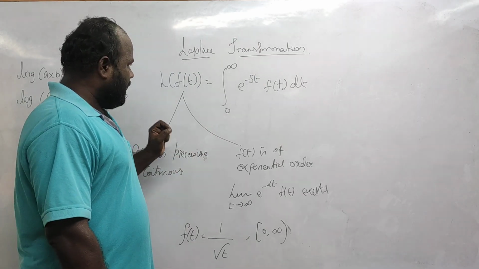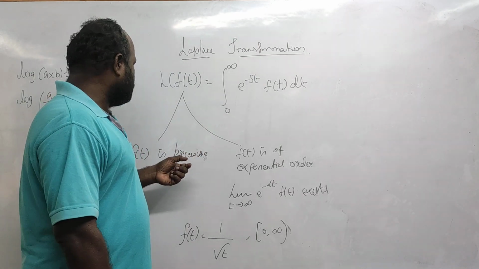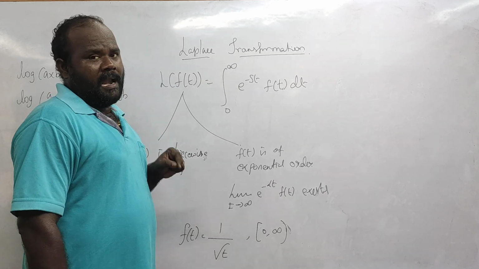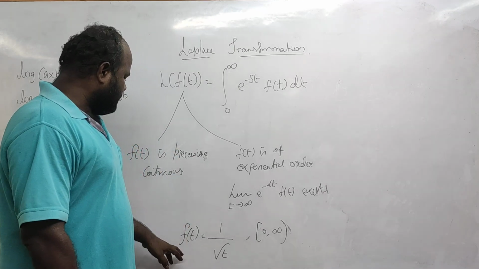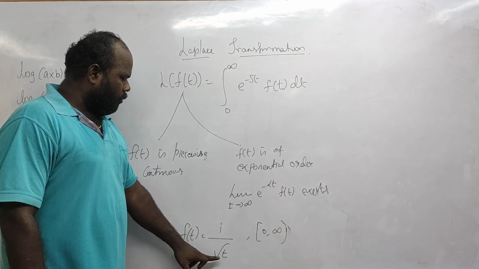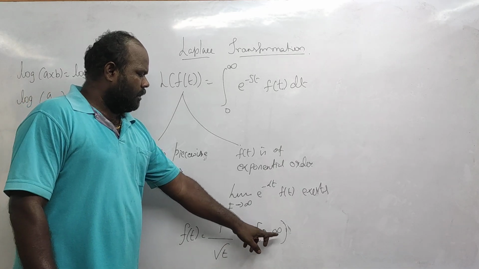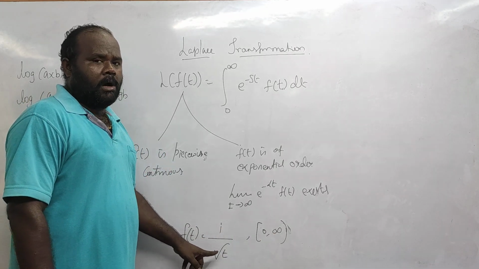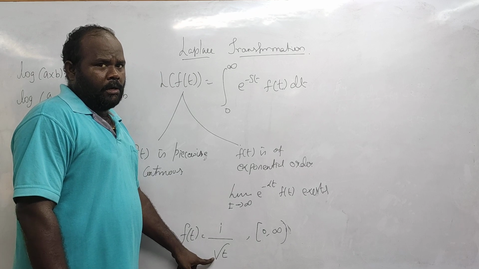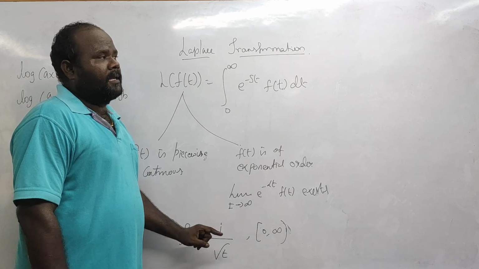Why? Because there are some functions which fail to satisfy these conditions, but Laplace should exist. For example, f of t is equal to 1 by square root of t. This is defined in the interval 0 to infinity. This function is not piecewise continuous at t equal to 0, but Laplace should exist.